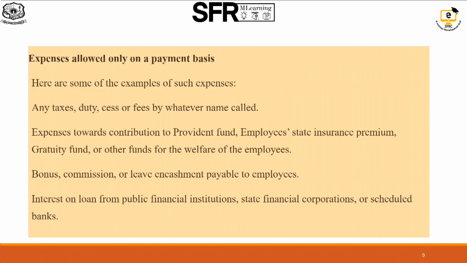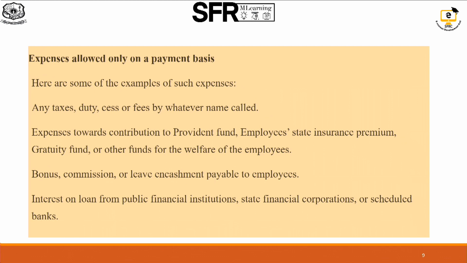And a few expenses are allowed only on the payment basis. If the payment is not actually done, it will not be considered for the calculation of business income. Here are some of the expenses which should be actually paid by the assessee in the previous year for the calculation of business income. That is, any tax, duty, cess or fees, as the case may be, actually paid by the assessee. If the payment is not actually made, it will not come under the expenses allowed.